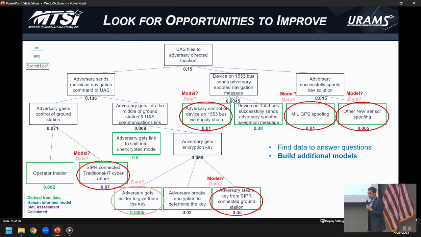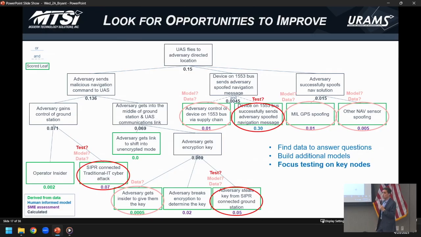You can also start building models. So if we don't have enough data, you can start building some of those simple models, even if you're using human input into it. And of course, we're all testers, or many of us are, so you can test. If you want to know the probability that they're going to be able to launch a traditional IT cyber attack, go do an adversarial assessment, and let's find out and see what that looks like.